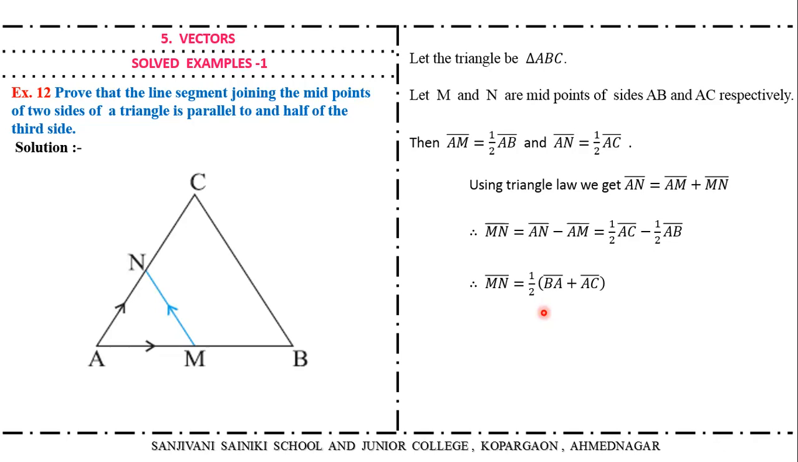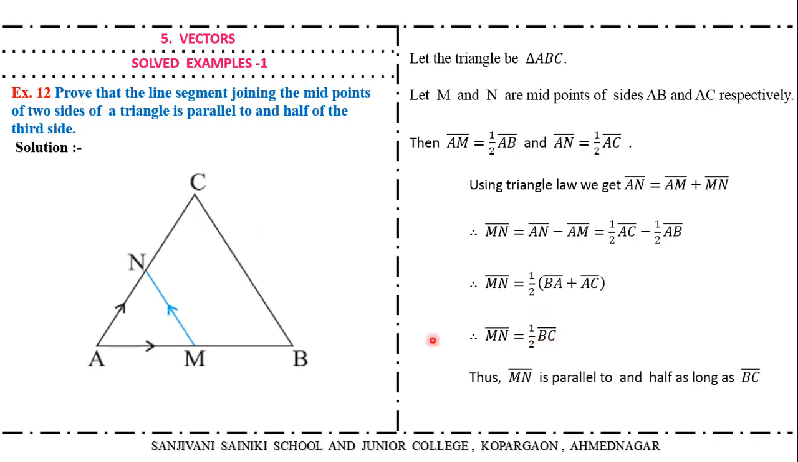Similarly, AB bar is minus BA bar. So this minus becomes plus and 1/2 is taken out. So 1/2 times BA bar plus AC bar. But BA bar plus AC bar, using the triangle law, we get BC bar. So MN bar is equal to 1/2 BC bar.